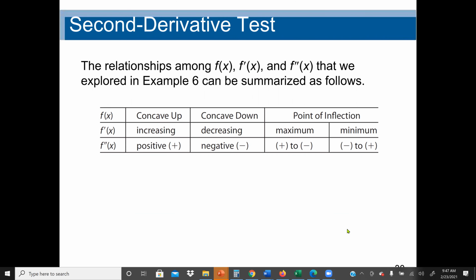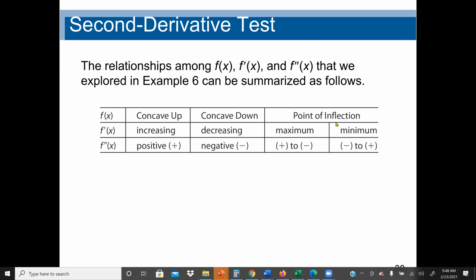So the relationship among f of x, first derivative at x and second derivative at x that we explore in example 6 is what is in the table here. So remember, for f of x, we're looking for concave up, concave down, or point of inflection. Let's start with concave up. The first derivative, we will get increasing. The second derivative, the test will be positive. Concave down, we get decreasing, and it will be negative.